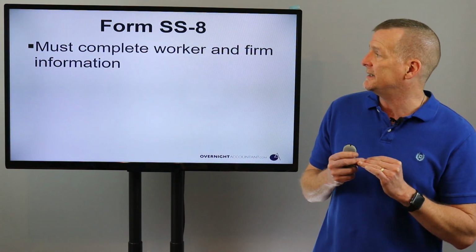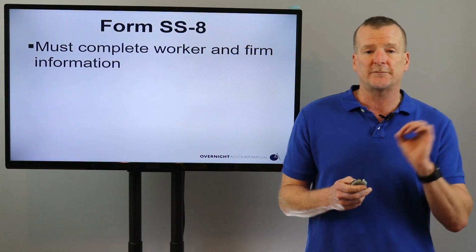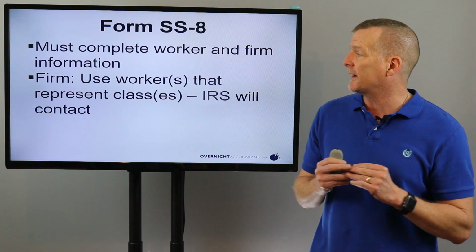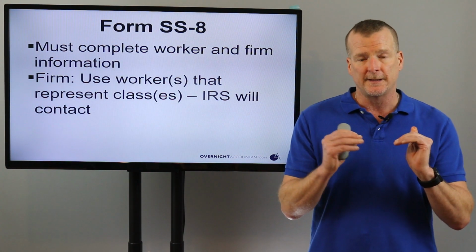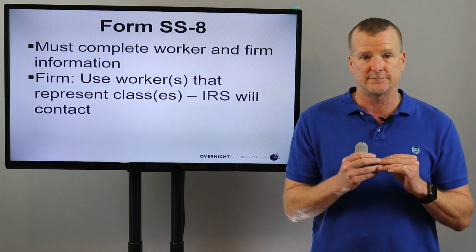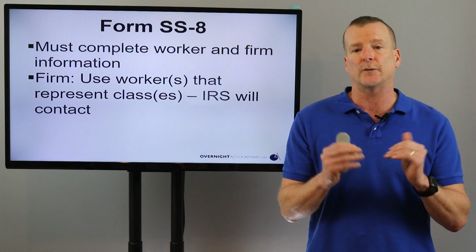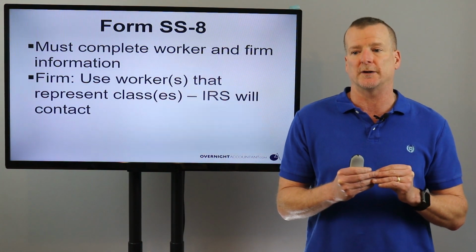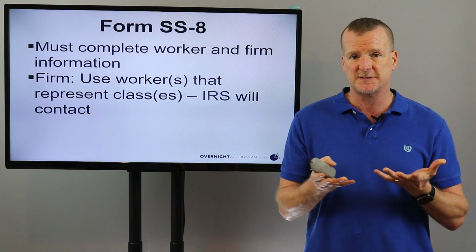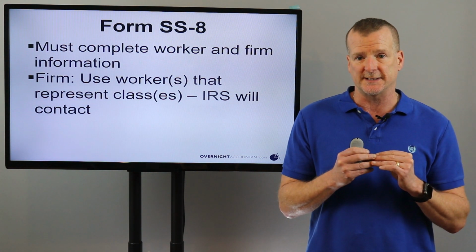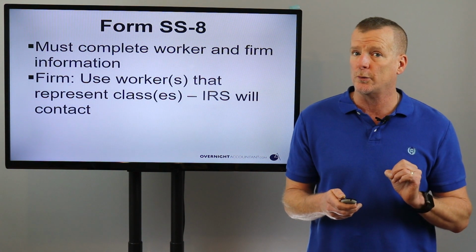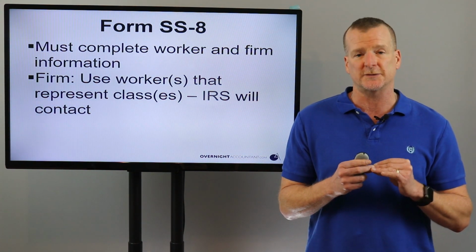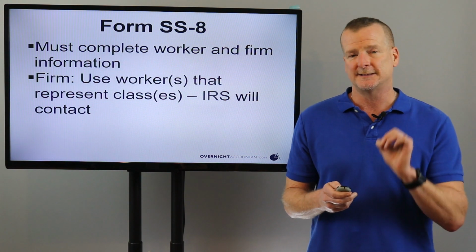When you're filing Form SS8, you're going to have to complete the worker and firm information. You have to basically complete the whole form, complete it in detail. If you have more than one worker, that's if you're filing more than one SS8, but you're going to need to pick a worker that represents the class. If you have a lot of employees working for you, you have to pick a certain worker, where they're all performing the same type of services. Pick one worker that represents the entire class, and the IRS is going to contact that worker. So they're going to have them fill out an SS8. So you may want to find an employee who likes you when you're doing this, if you're the firm filing it.